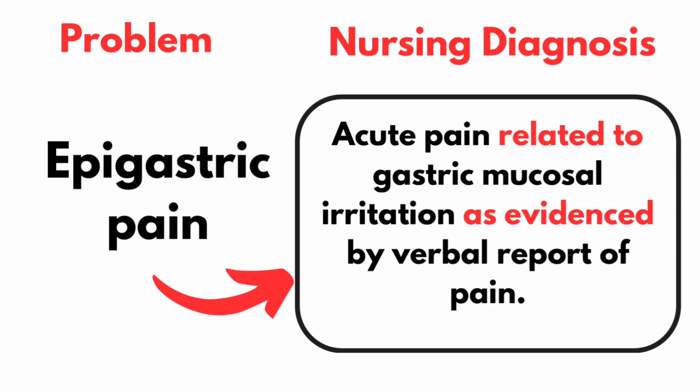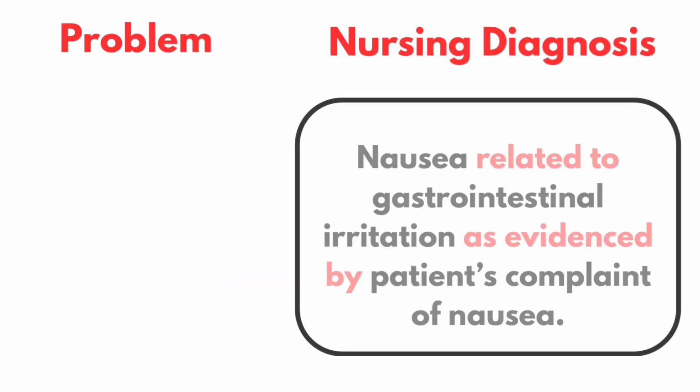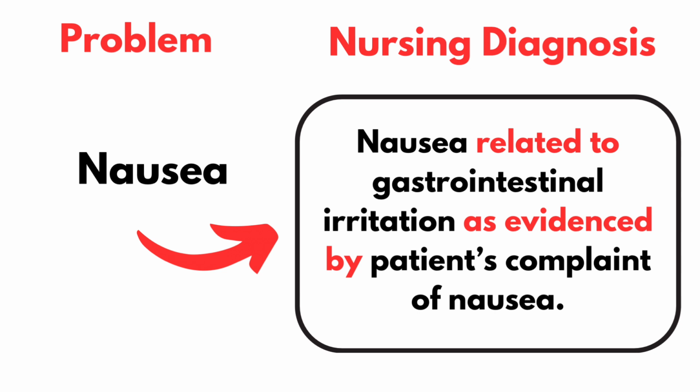Epigastric pain, nursing diagnosis. Acute pain, related to gastric mucosal irritation, as evidenced by verbal report of pain. Nausea, nursing diagnosis. Nausea, related to gastrointestinal irritation, as evidenced by patient complained of nausea.